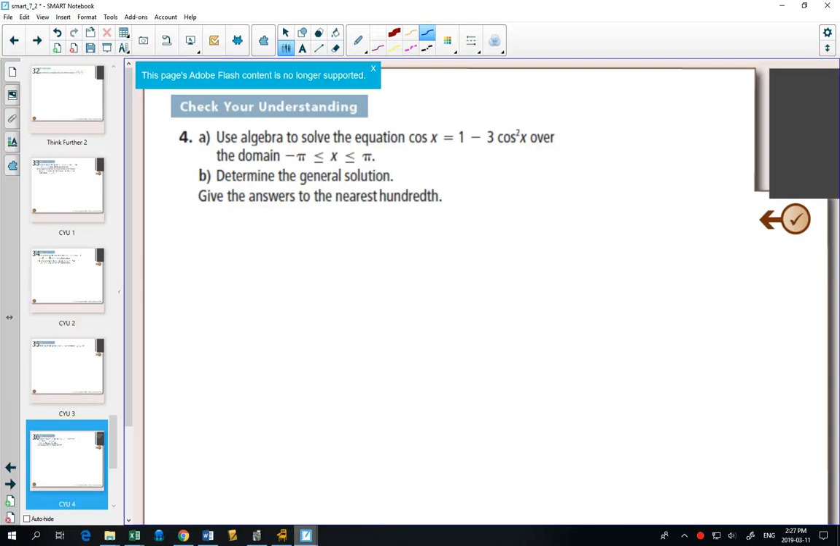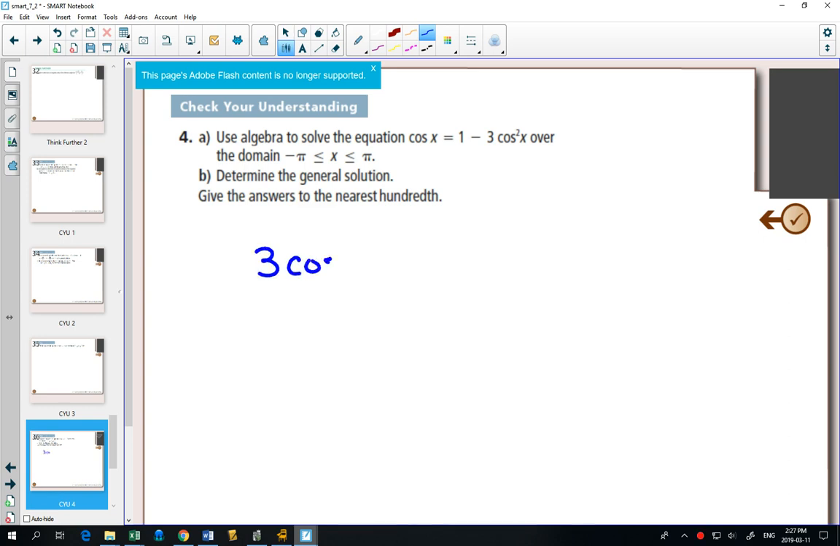Use algebra to solve this equation. Notice in this equation we have a cos x and a cos squared. In other words, it's a quadratic equation with trig functions. How do you solve quadratic equations? Well, you always start by making one side equal to 0.